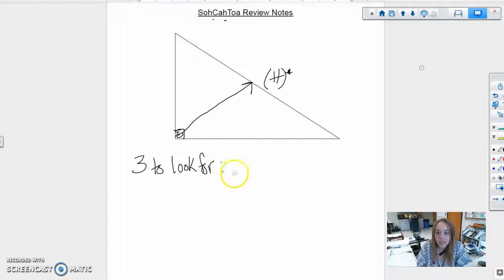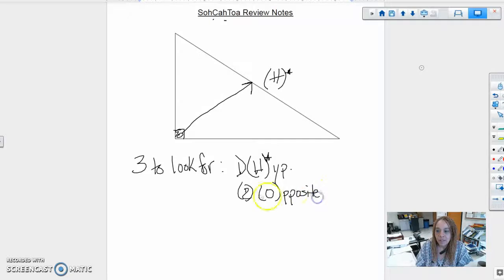Number one is the hypotenuse. I'm going to call it HYP. If you like writing things out the long way, go for it. Hypotenuse is what we're going to look for. The second thing that we're going to look for, I'm going to call this O, the opposite. And then the third thing that we're looking for is the A, and A stands for adjacent. Hypotenuse, again, we've already looked at that. It's the line across from the right angle.